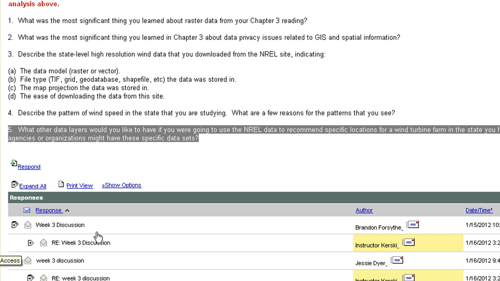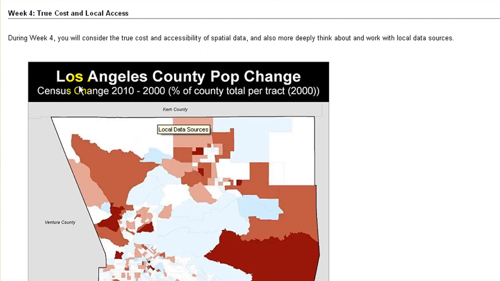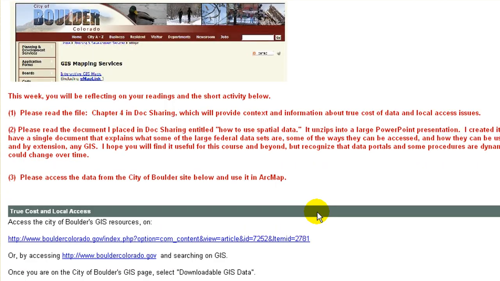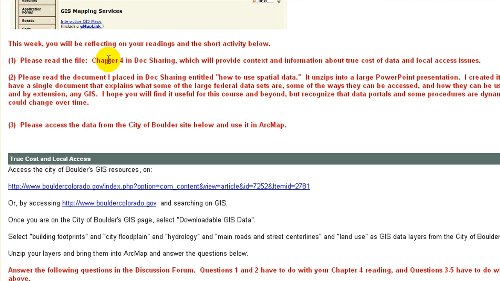Let's go to week 4 now and look at the assignment. During week 4, you will consider the true cost and accessibility of spatial data, and also more deeply think about and work with local data sources. Here's our online discussion. Please read the file Chapter 4 from the Public Domain GIS Guide, which will provide context and information about the true cost of data and local data access issues.